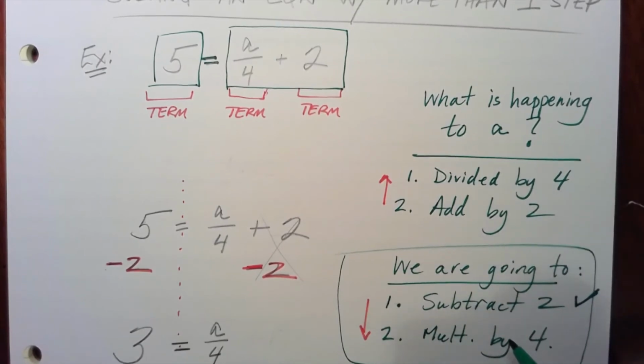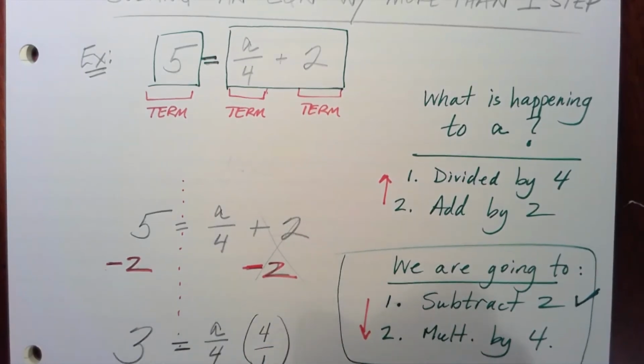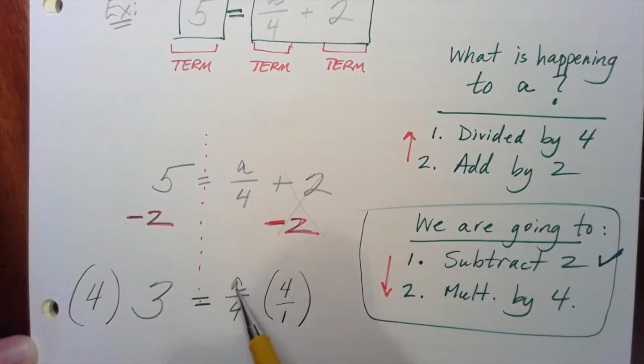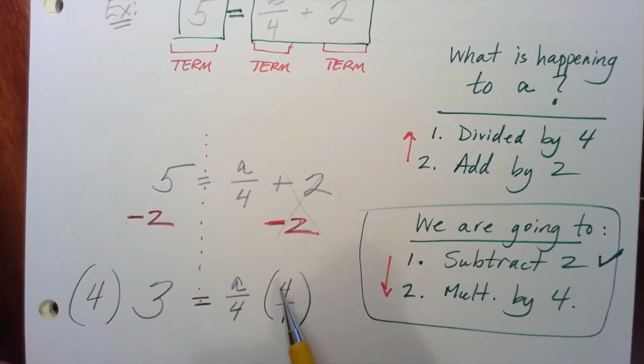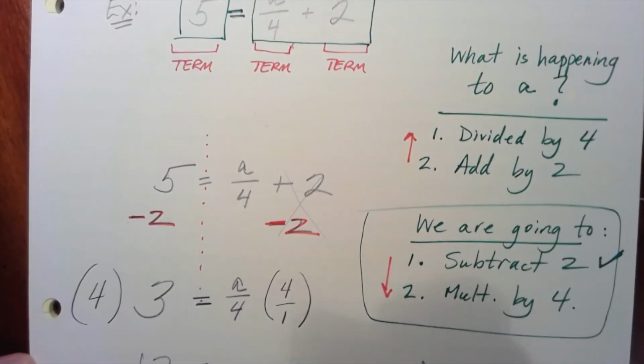And again, I'm going to do this to both sides. So I'm going to multiply by 4, and I'm going to multiply by 4 over 1 here because I want to write it as a fraction. And I'm going to multiply by 4 over here. And I'm writing the one on the right as a fraction because I already have my variable involved in a fraction. And so this is going to make it really easy for me to deal with this. Now on the left I have a 12 because 4 times 3 is 12.